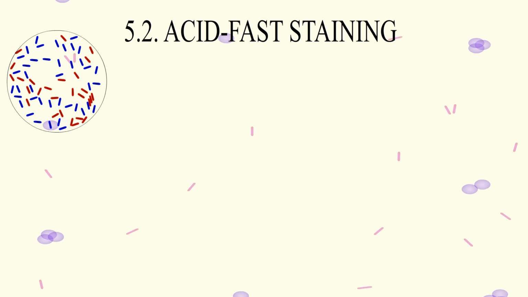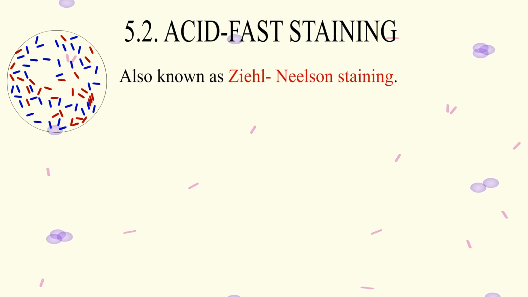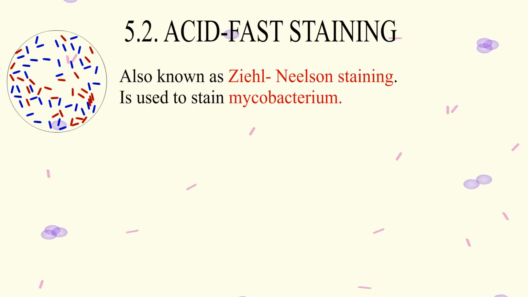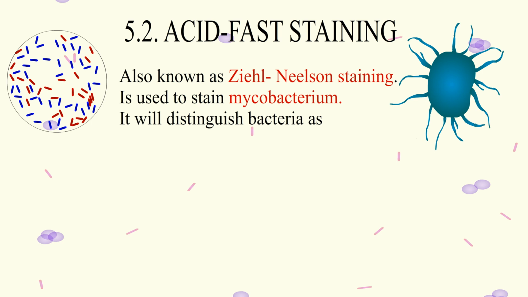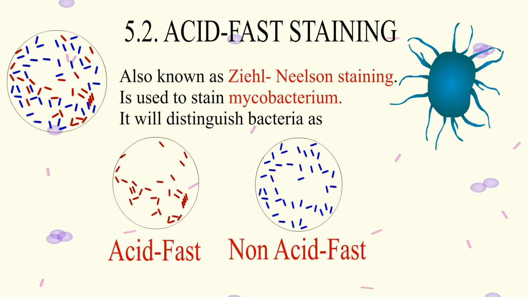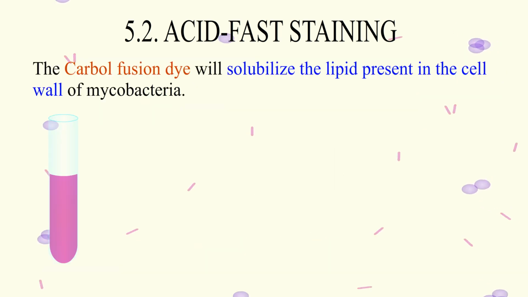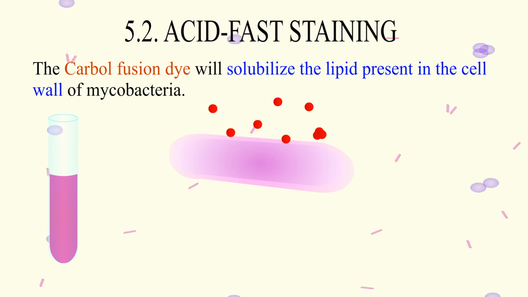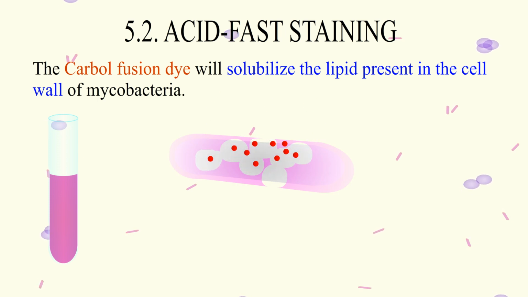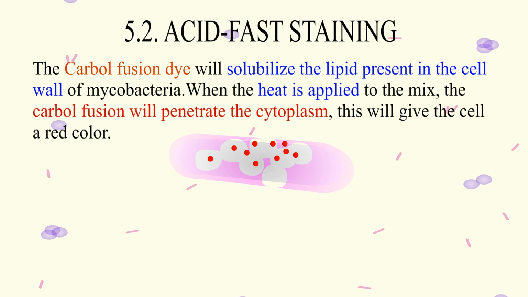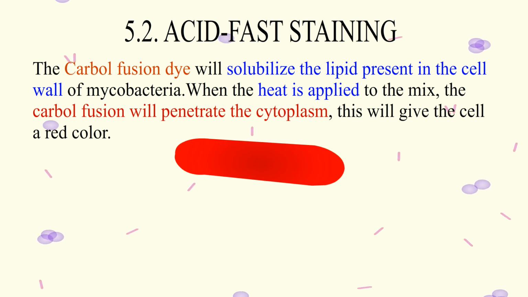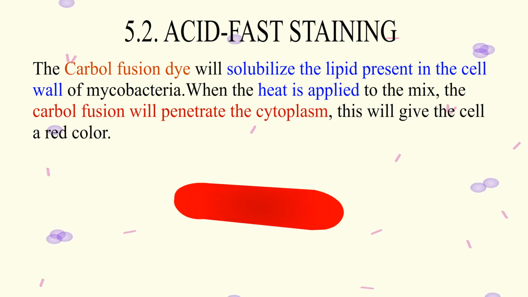2. Acid-fast staining, also known as Ziehl-Neelsen staining, is used to stain mycobacteria. It will distinguish bacteria as acid-fast and non-acid-fast bacterium. In this staining procedure, carbol fuchsin dye is used. It will solubilize the lipid present in the cell wall of mycobacteria. When the heat is applied to the mix, the carbol fuchsin will penetrate the cytoplasm. This will give the cell a red color.